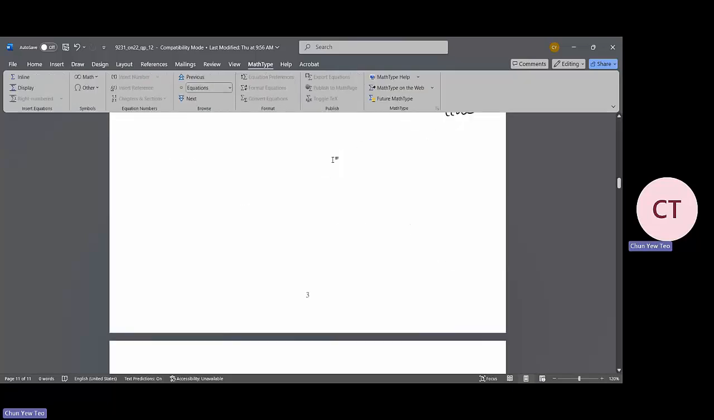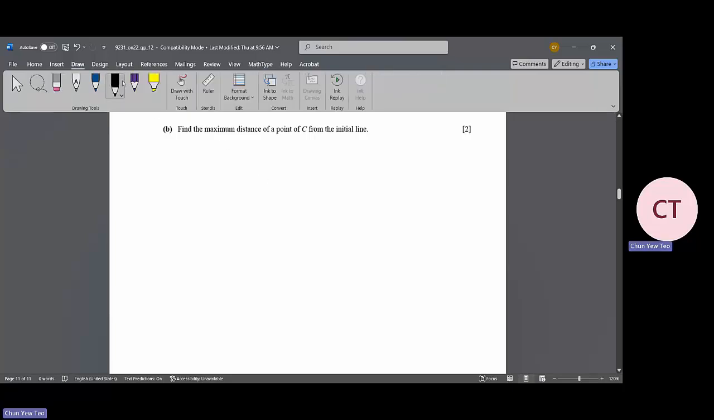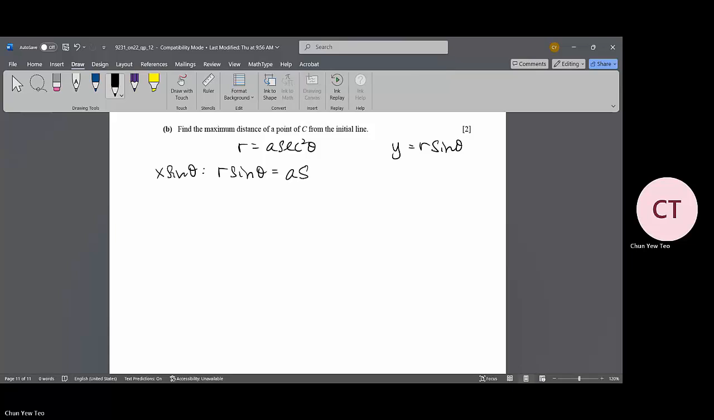Okay, so in order to get dy/d theta, first of all, your r is equal to a secant squared theta. And we know that y is equal to r sine theta. So I have to multiply by sine theta, and I will get this. Okay, so this is what we have.